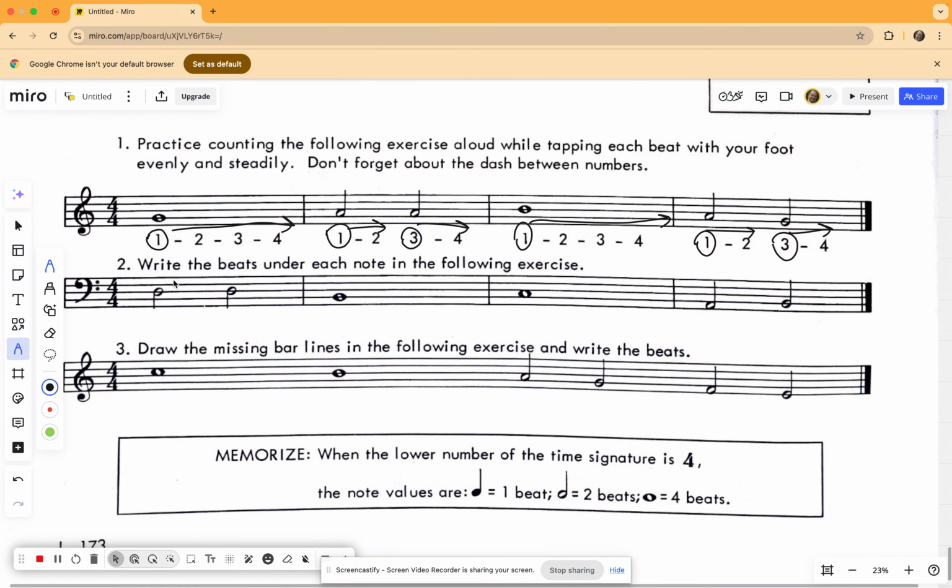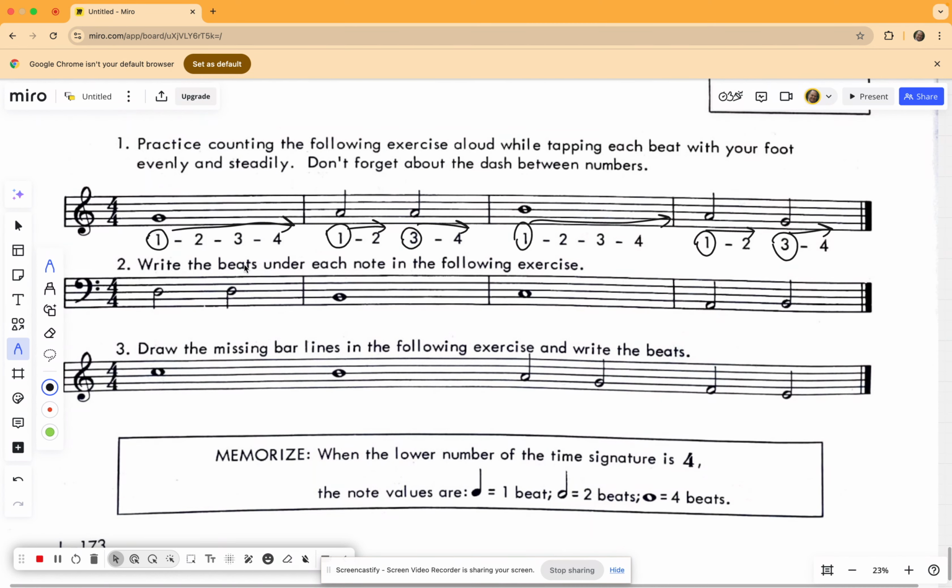Let's try playing this line. Ready, set, here we go. 1, 2, 3, 4. 1, 2, 3, 4. 1, 2, 3, 4. 1, 2, 3, 4. And that's how it works. So here we go for the next one.